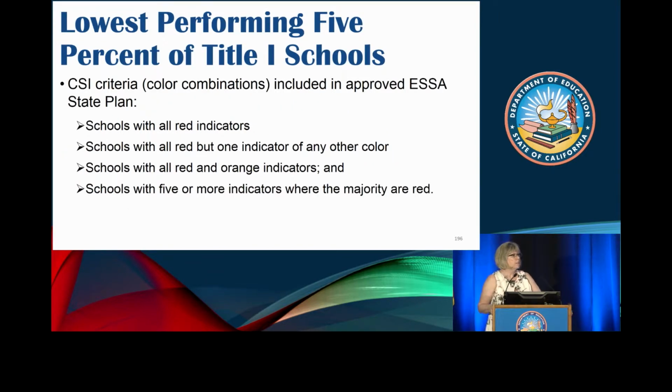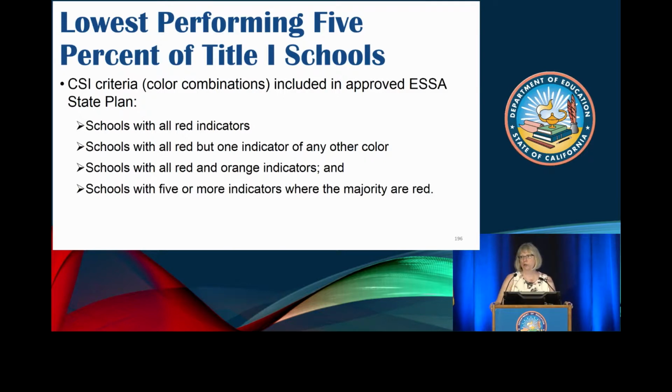So what's the criteria? The criteria is that schools that have all red indicators will be identified. So there could be some schools that maybe only have 2 indicators because they only have student groups that are 30 or more and 2 indicators. And if they're red on those 2 indicators, they will get identified. We have schools with all red, but 1 indicator of any other color.